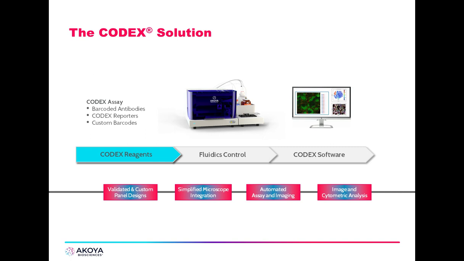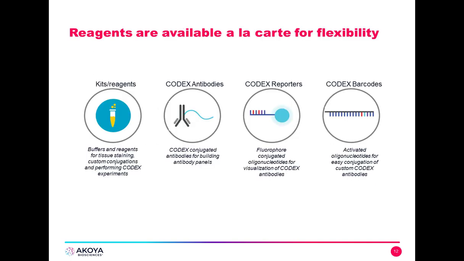So CODEX has 3 components. There's the CODEX reagents, there's the fluidics control, which automates both the fluidics and the imaging automation, and the CODEX software. So the CODEX reagents are a flexible system. We have the ability to use validated antibodies provided by Akoya, and we also have custom reagents for you, so you can conjugate DNA barcodes to your own antibodies if that's something that you would like to do.